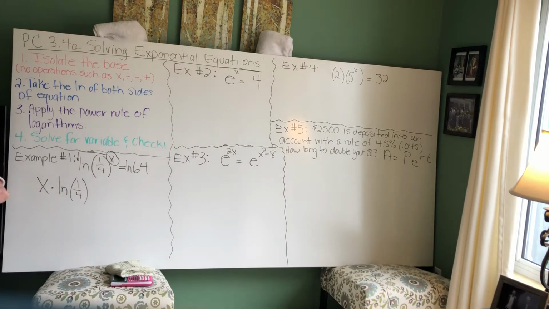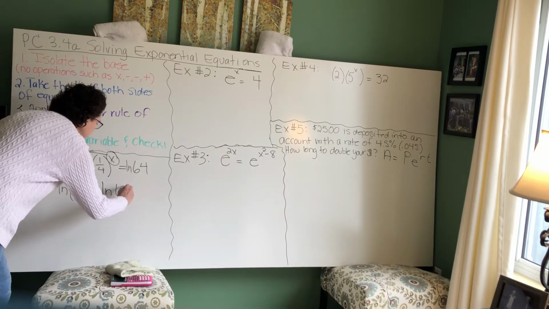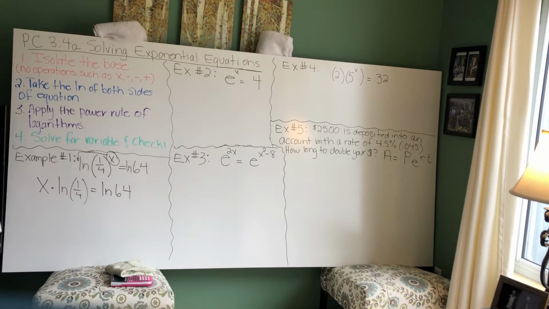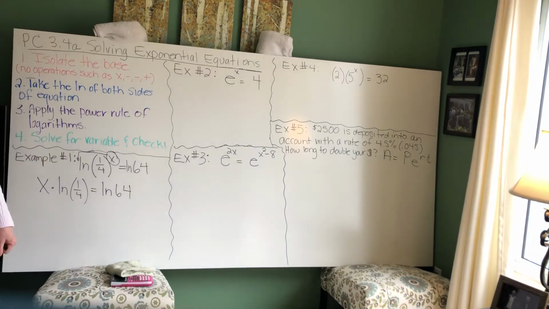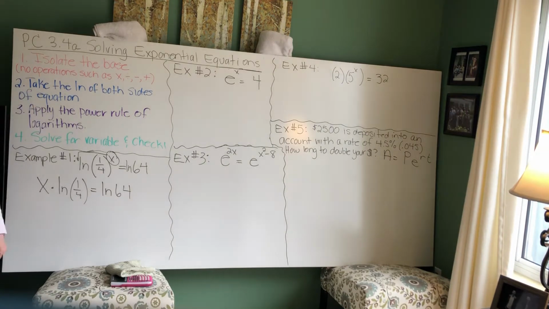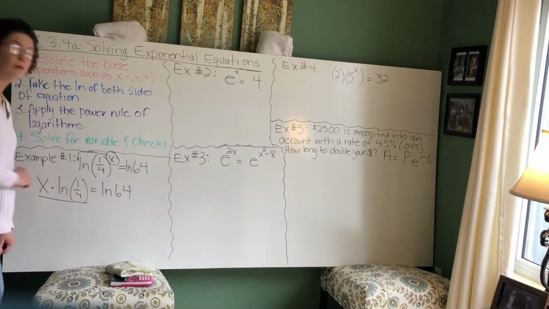the natural log of 1/4 equals the natural log of 64. Notice you could get both of these values from your calculator right now, but I prefer to get all my math to one side and then do it. So I'm going to divide both sides by the natural log of 1/4.